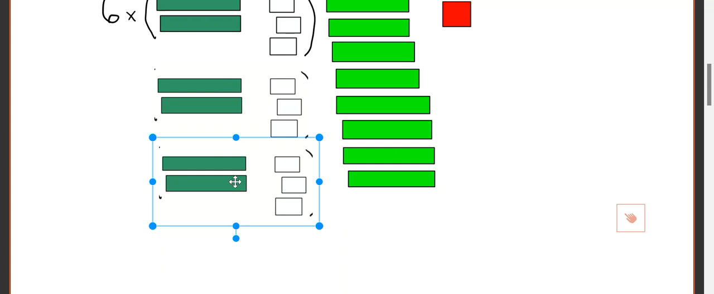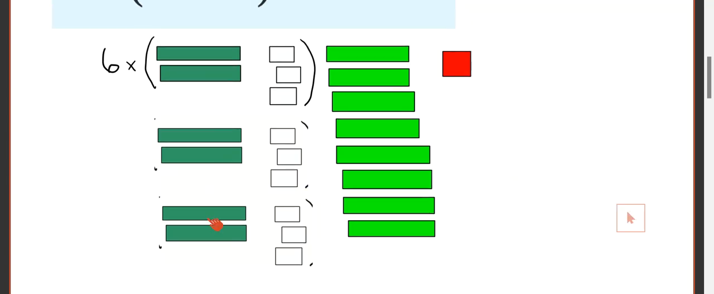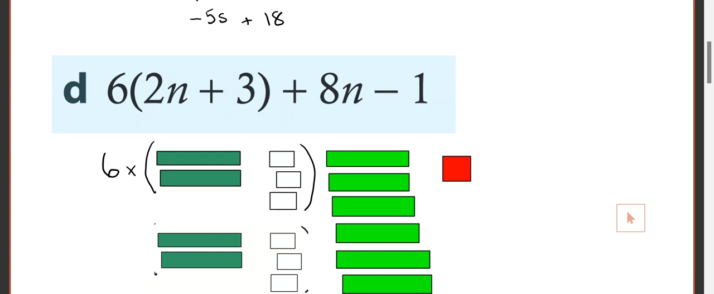Okay. Now, if I do that 6 times, how many of these bars am I going to end up with in total? So we're going to have 6 lots of 2 ends. It's going to be 12 ends. I'm going to have 6 lots of the plus 3, so it's going to be plus 18. I'm still going to have the 8 ends, and I'm still going to have the minus 1. That's what I'm going to have. So you can see it with the bars in front of you. That's physically what we have.